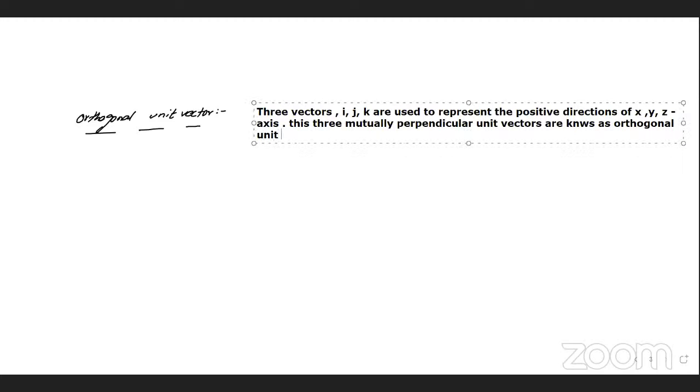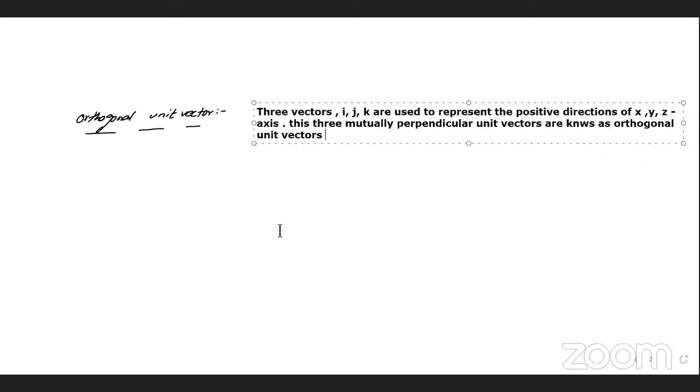So these three mutually perpendicular unit vectors are collectively known as orthogonal unit vectors. Their representation is i cap, j cap, k cap. Remember, when we say unit vector, its magnitude is 1.